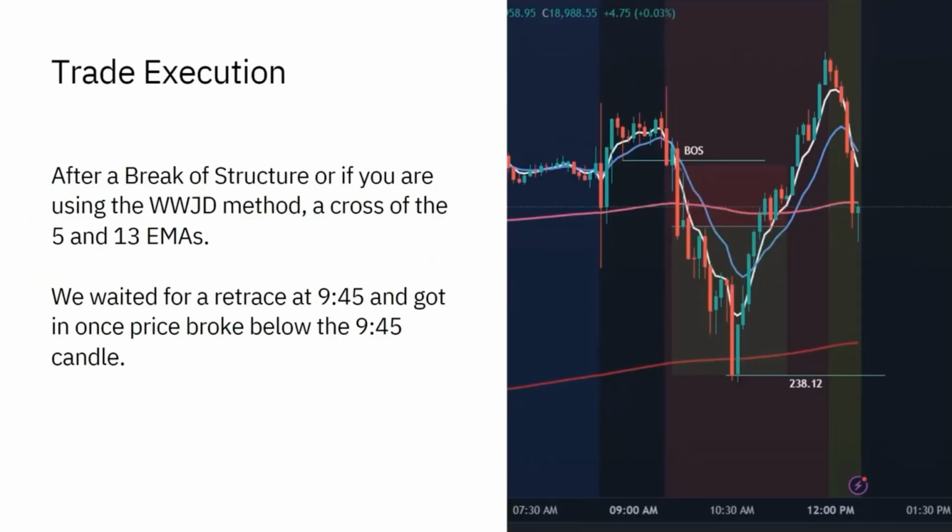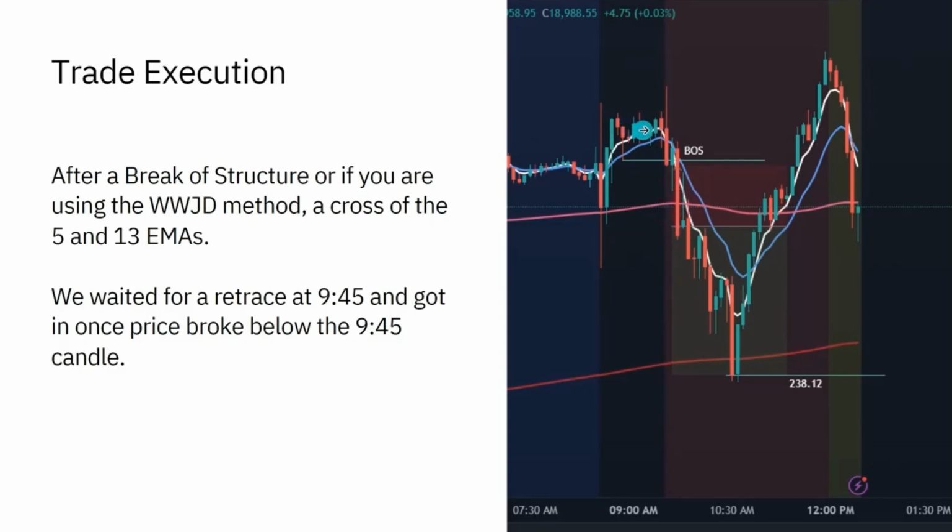Trade execution. After a break of structure, or if you're using the What Would Joel Do method, a cross of the 5 and 13 EMAs, we waited for a retrace at 9:45 a.m. and got in once price broke below the 9:45 candle. So here we have a break of structure with this swing low. Price closed below it. You also had a cross of the 5 and 13 EMAs. Then price moved to the downside.